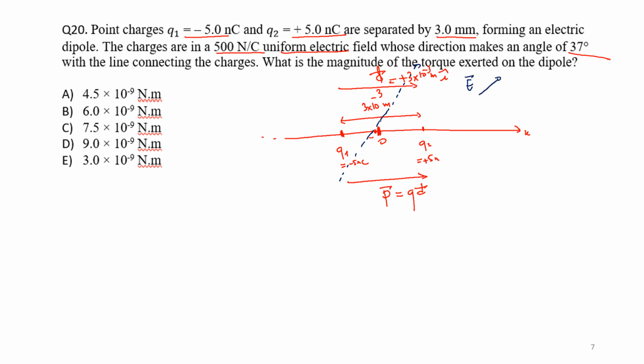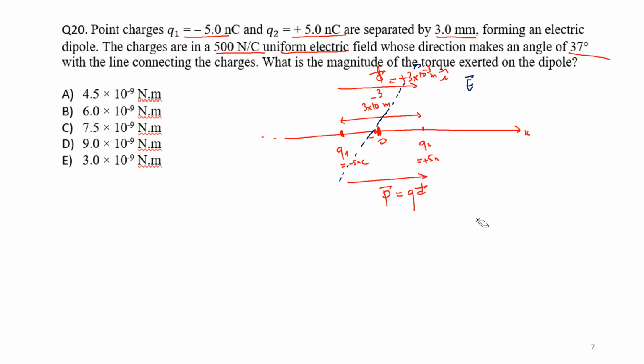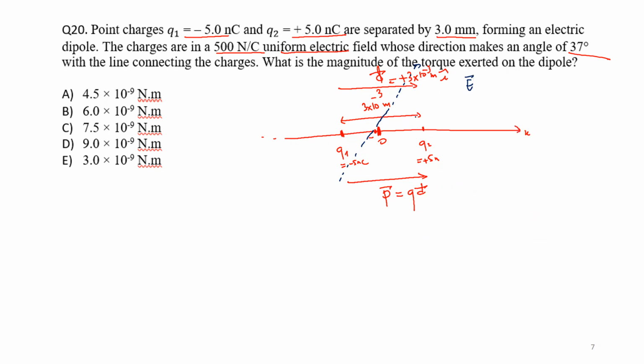Okay, E is in this direction. My drawing is not very realistic, so let me just erase this. So E is in this direction. And the angle between E and P is 37 degrees. Okay, let's assume that this angle is 37 degrees. So E is constant and E is in this direction, and it's making an angle of 37 degrees.